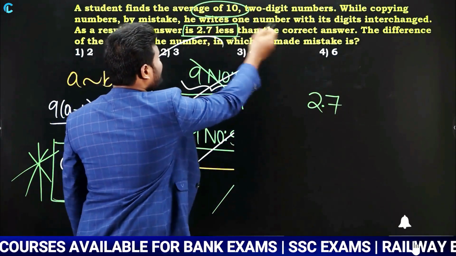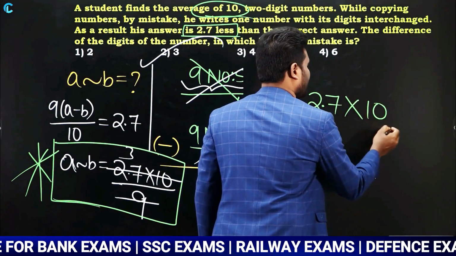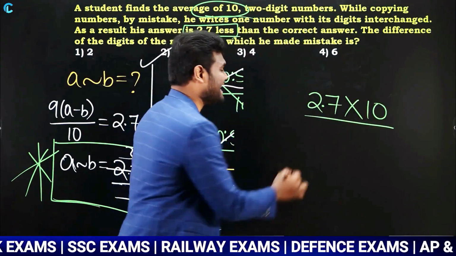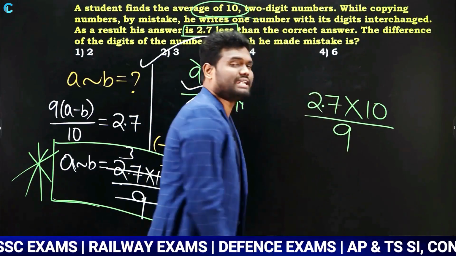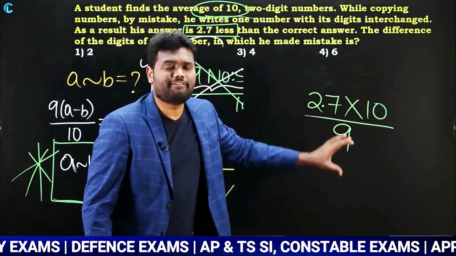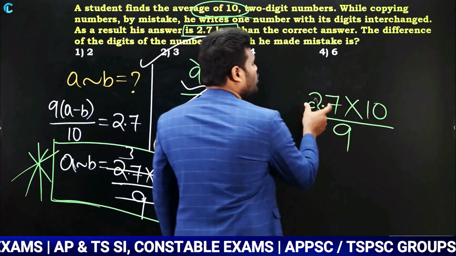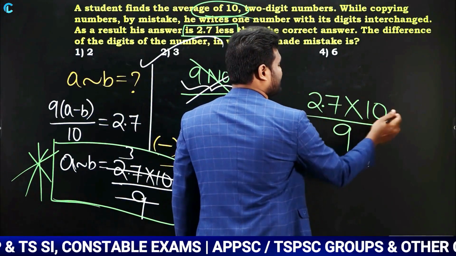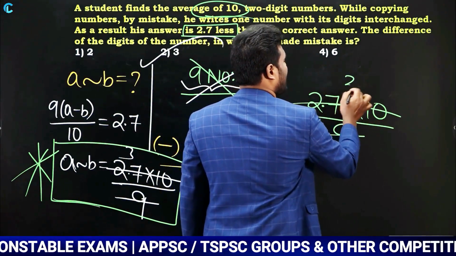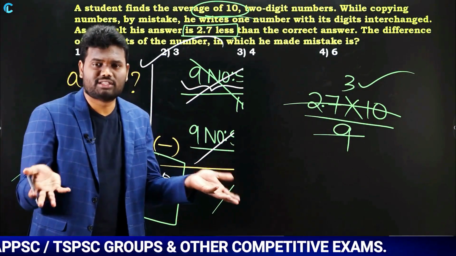Here, how many numbers do you have? 10 numbers. As you have 10 numbers, it is going to be into 10, divided by 9. As these are 2-digit numbers, you need to take it as 9. Now calculate: 2.7 into 10 is nothing but 27. 27 divided by 9, how many times? 3 times. So the difference in the digits is nothing but 3.